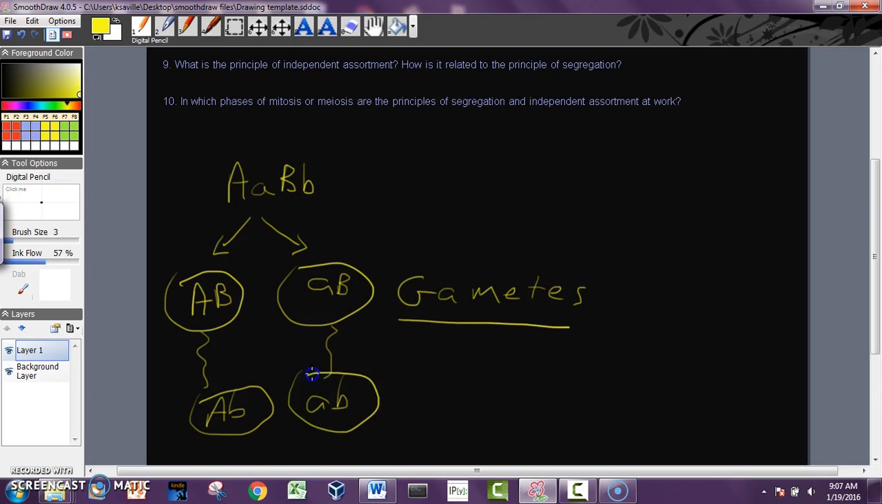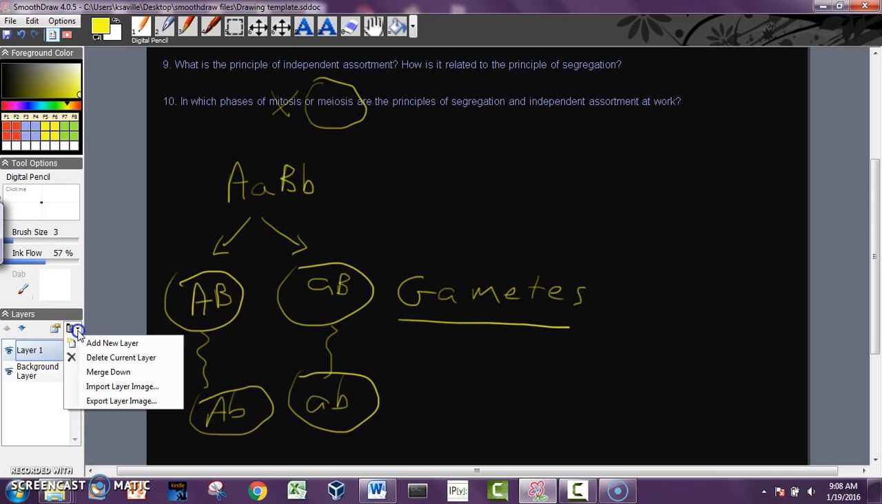So independent assortment is when we're dealing with two genes, saying how these things sort into gametes. Big A and little a have to go apart, so you can get either big A or little a. That's segregation of alleles. If you get a big A, you can get either big B or little b: big A, big B; big A, little b. That's independent assortment. With little a, you can get big B or little b. That is what we mean by independent assortment. We'll come back to when this happens. This all happens during meiosis. No segregation of alleles or independent assortment in mitosis.